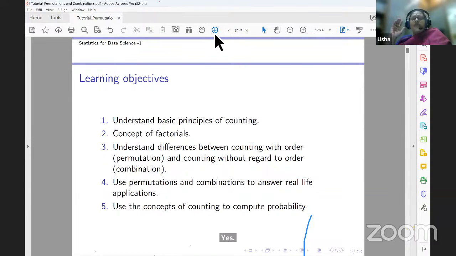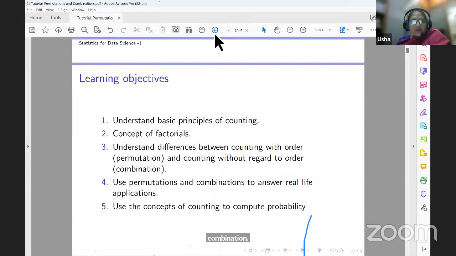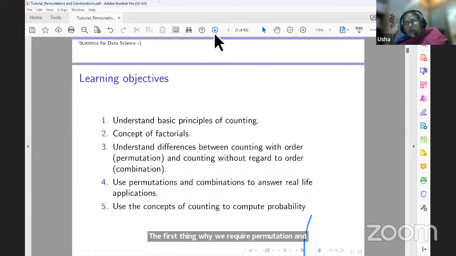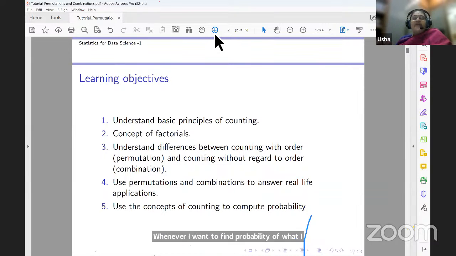The first thing that we are going to understand here is we are going to revise these concepts of permutation and combination. The first reason why we require permutation and combination is that when you come up to the probability stage, you'll know that whenever I want to find the probability of what I call events, I have a sense of counting there. So permutation and combination is basically about counting. Towards that, I need to understand what I term the basic principles of counting.